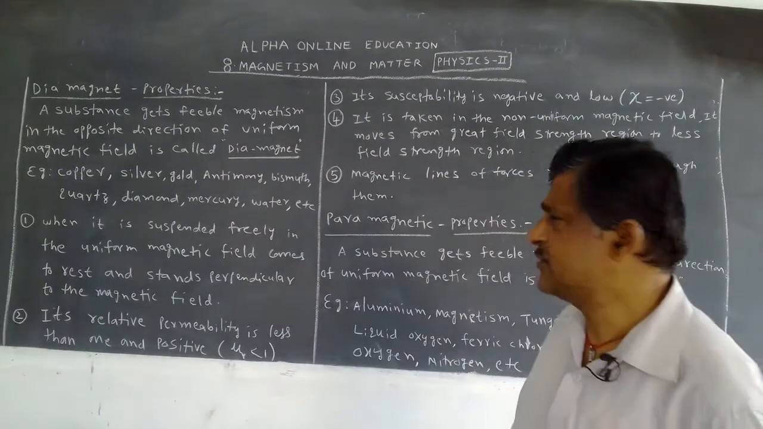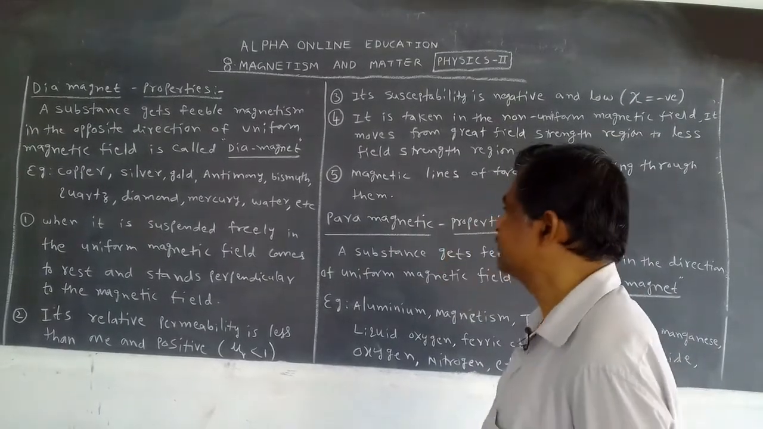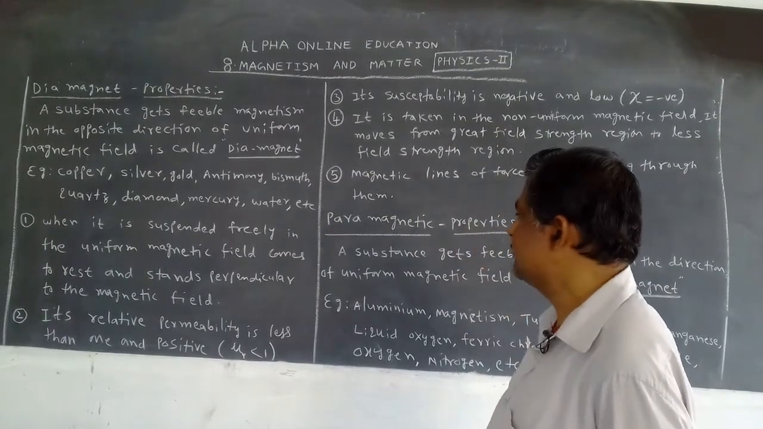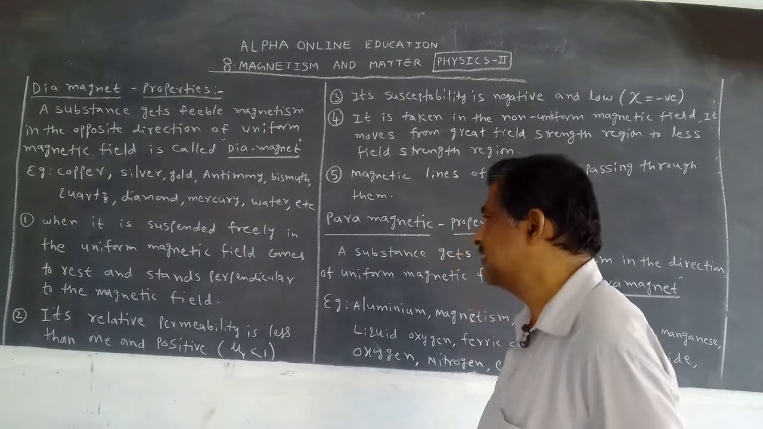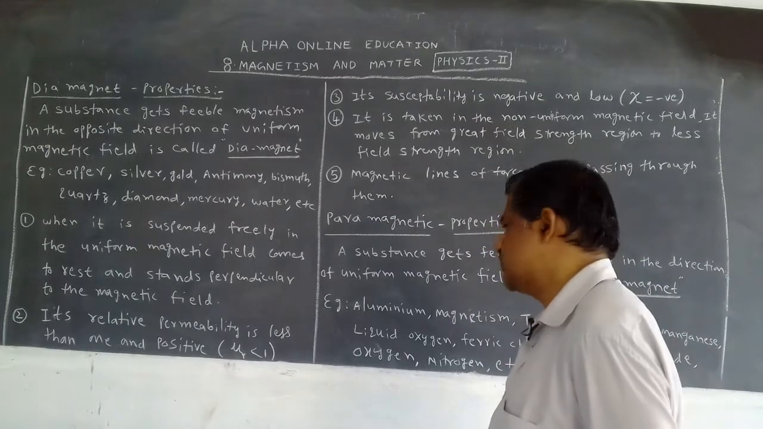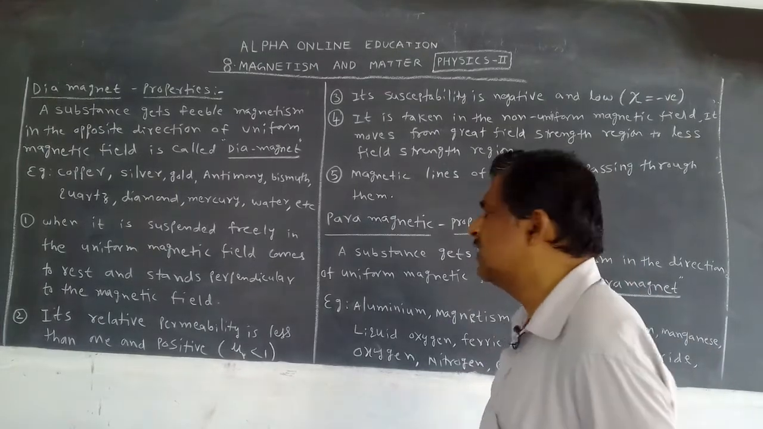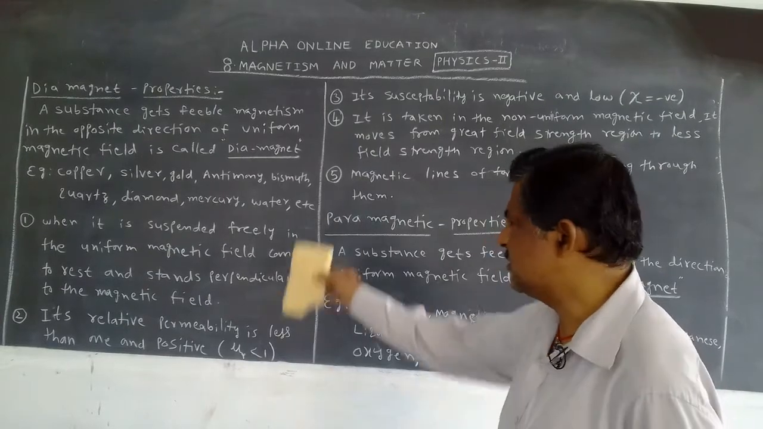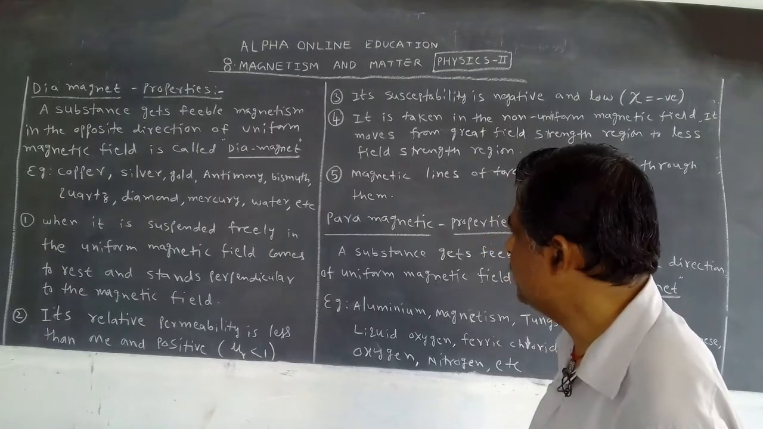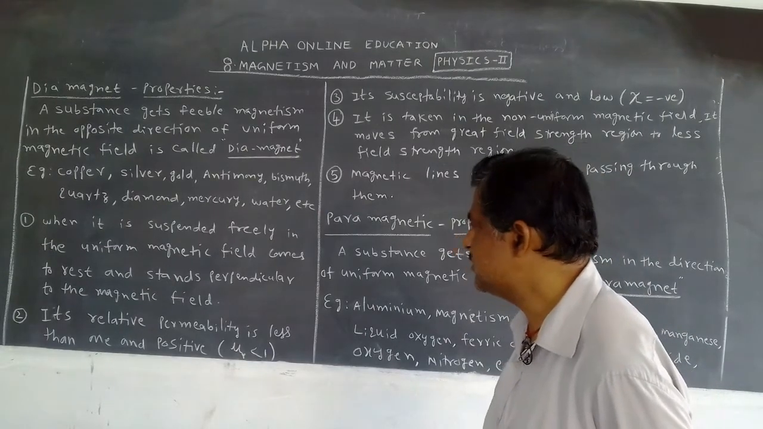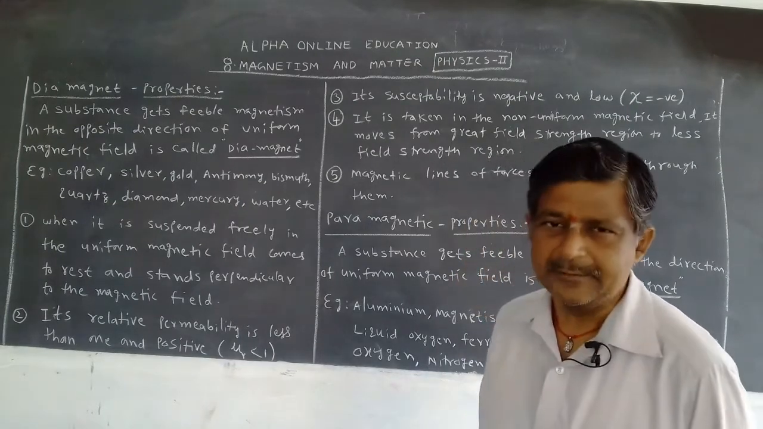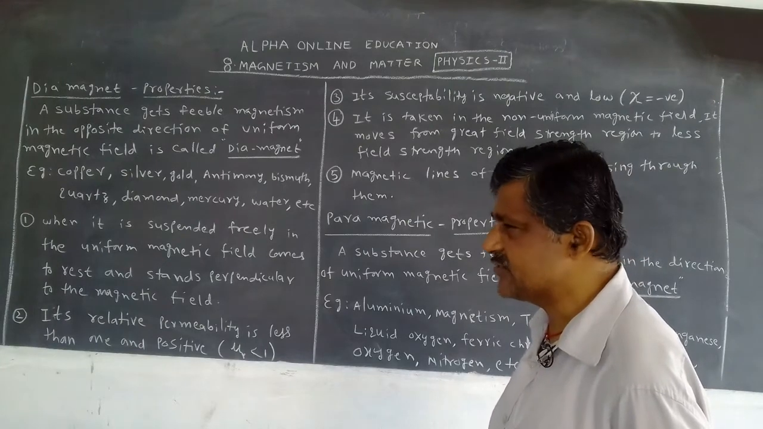What are the examples of diamagnets? Copper, silver, gold, antimony, bismuth, quartz, diamond, mercury, water, sodium chloride, etc. Once again: copper, silver, gold, antimony, bismuth, quartz, diamond, mercury, water, etc. These are the examples of diamagnets.